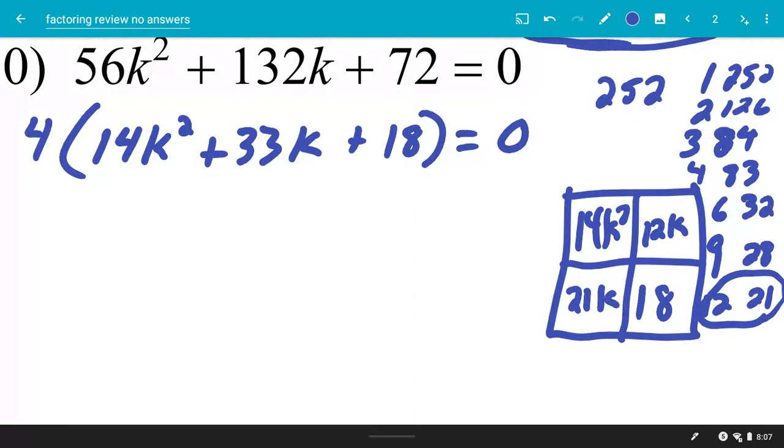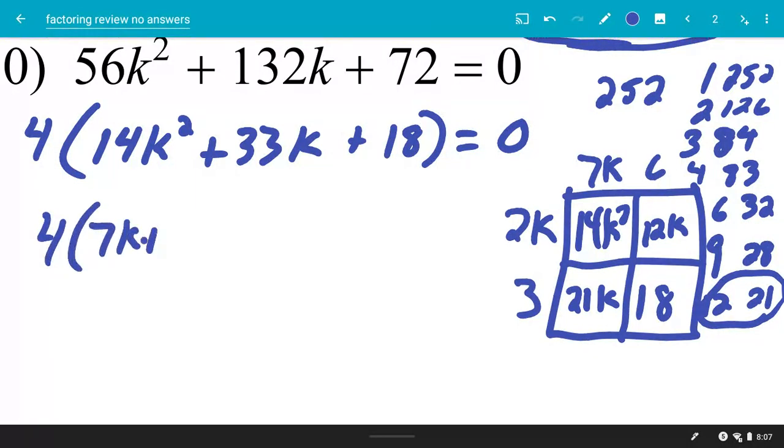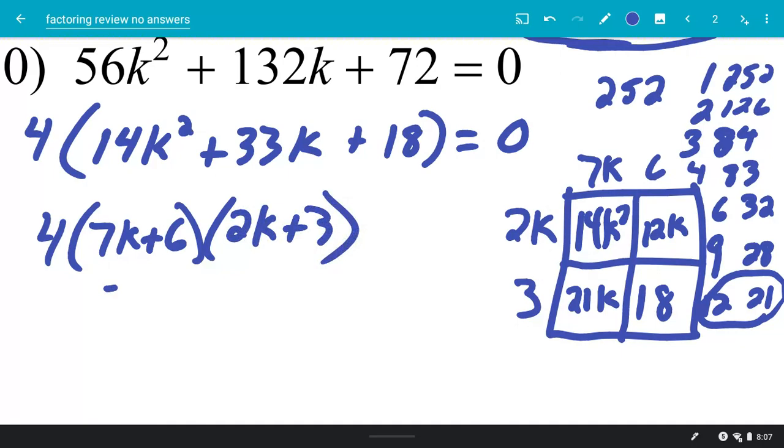All right, pull out what we can get. 2K and 3. 7K and 6. So 4 times 7K plus 6 and 2K plus 3. What are my solutions? Negative 6/7 and negative 3/2.